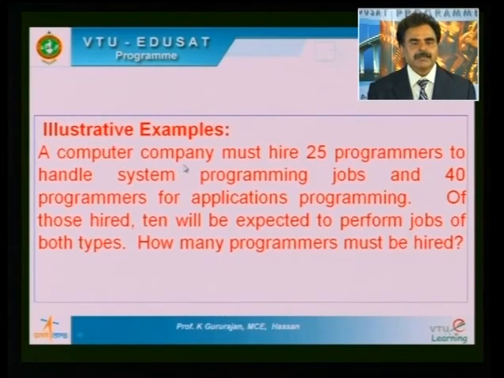I repeat again. There is a computer company. It wants to hire programmers for 2 types of jobs: one is system programming jobs and the other is application programming jobs. It is known that 25 programmers can handle system programming jobs while only 40 programmers are capable of handling application programming jobs. Of course, 10 are expected to do both types of jobs. Then the question is how many programmers must the company hire?